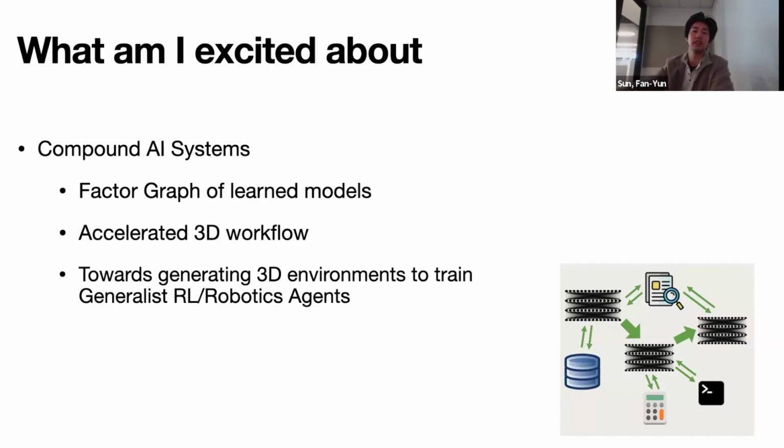Yeah, and then there's using compound AI systems to accelerate 3D workflows. That's something I'm also really interested in. And of course, along the line of works that I presented, if we can generate arbitrary environments to train agents to do a variety of different tasks, then we can potentially scale up the data we have for robot learning or reinforcement learning. And it's also a path towards training generalist agents, essentially. People call this direction generative simulation.